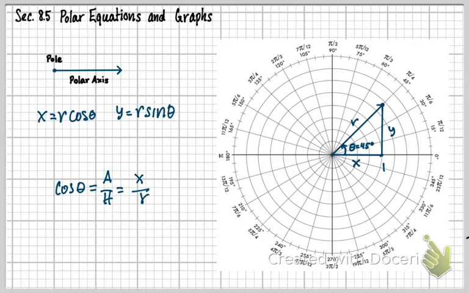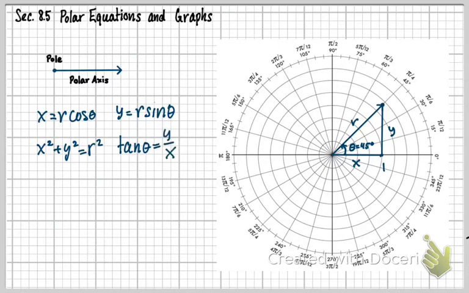Now let's think about this another way. Let's kind of go the other way with this now. So with the Pythagorean theorem here, I would have x squared plus y squared equals r squared, correct? So that's another equation that we have. And could I say something about the tan of theta? I could say the tan of theta equals opposite over adjacent, so that would be y over x.